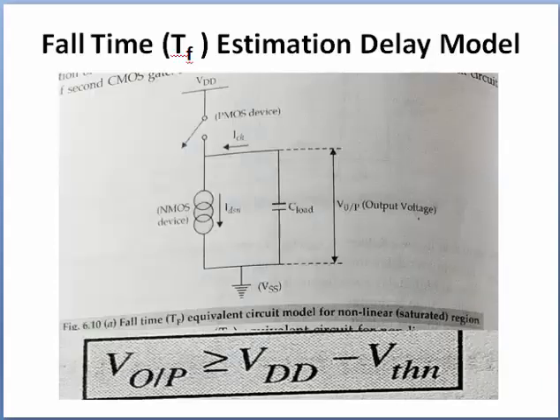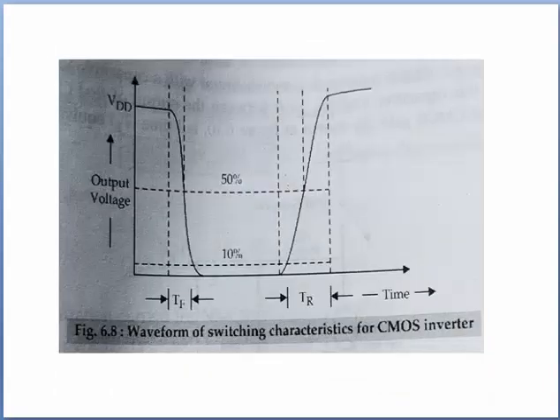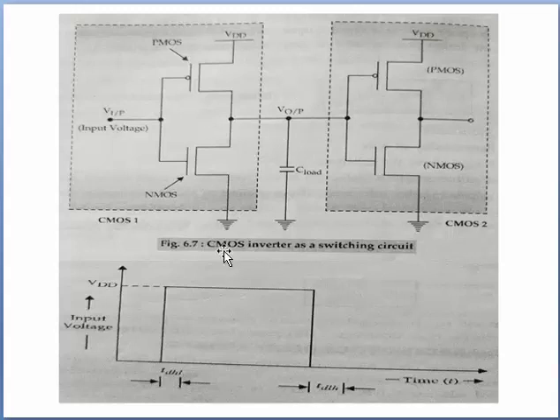So next is the fall time estimation delay model. This figure shows, as in the previous slide, the CMOS inverter as a switching circuit with the capacitive load. The connection of this capacitive C load is between the output of the first CMOS gate and the input of the second CMOS gate. That is the circuit, the CMOS inverter as a switching circuit. That is the output of the first CMOS and this is the input of the second CMOS.